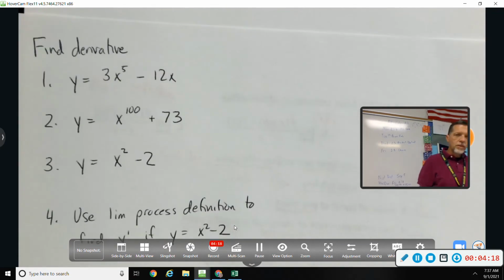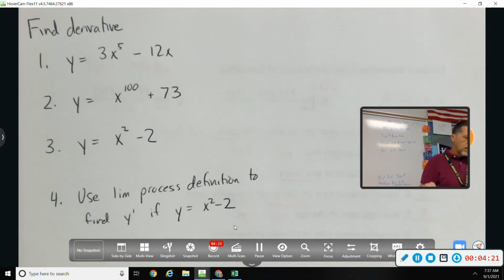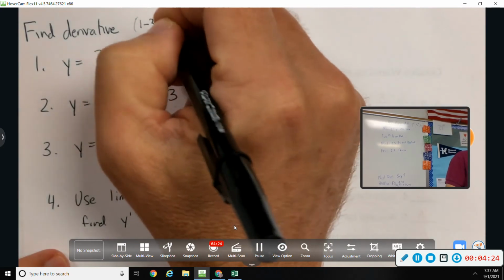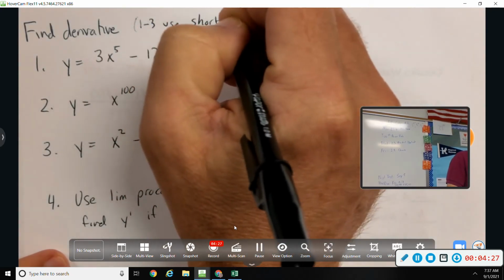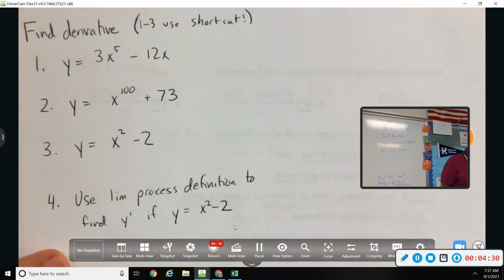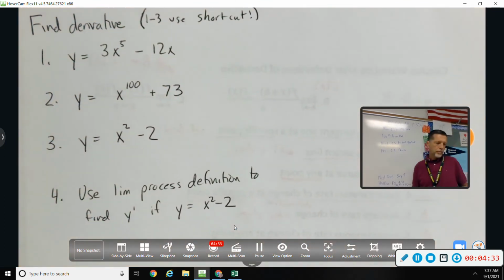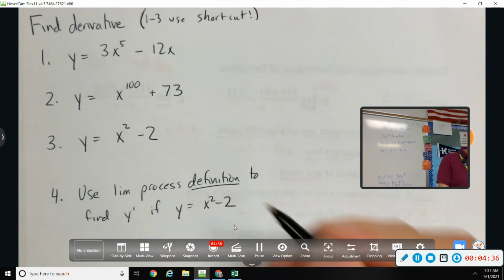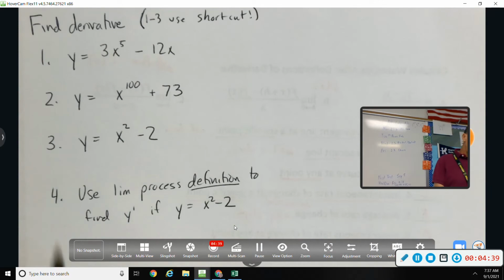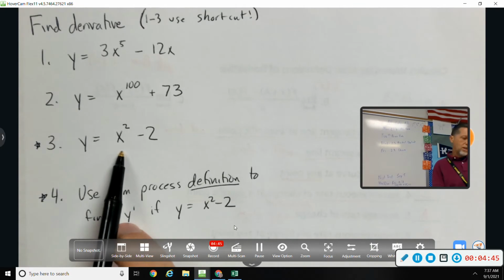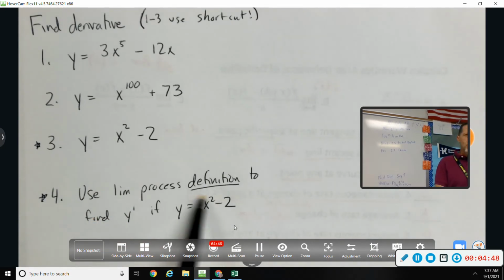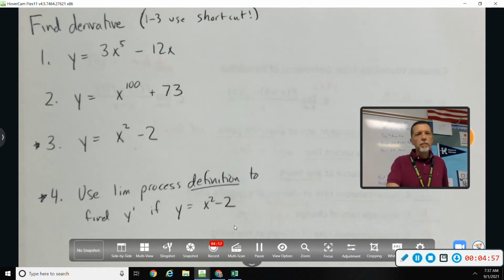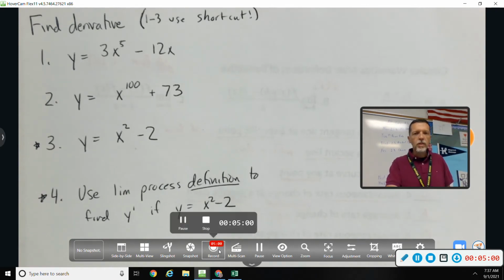Part 2 of warm-ups. For 1 through 3, I want you to use the shortcut, so those should go quick. And then number 4, use the original definition to find that derivative, but I'll point out 3 and 4 are the same. So 3, use the shortcut. 4, use the long process, but you'll know the answer because you just did the shortcut. So 3 and 4 are the same question, different technique, so you should get the same answer. So give those a try.